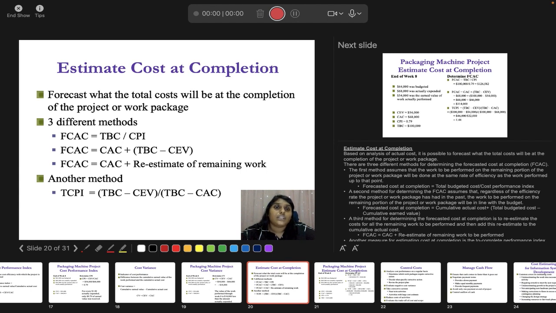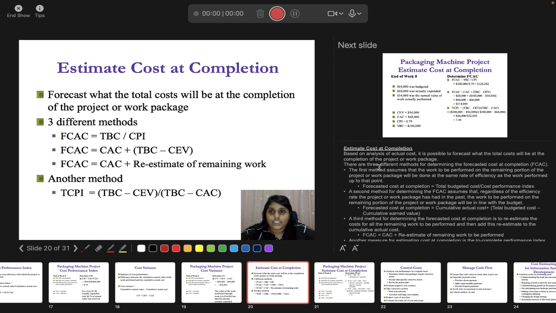You forecast what the total cost will be at the completion of the project or work package. Forecast means you assume, you figure it out, you have a budgeted view on how much it is going to be in the total cost later on. So to figure out your forecast cost at completion, you have three different methods: TBC divide by CPI, CAC plus TBC minus CEV, or CAC plus re-estimate of remaining work. Each method will figure out one of the estimates.